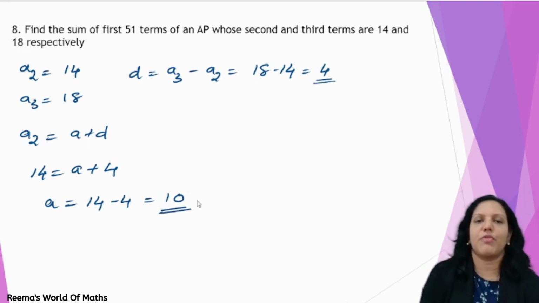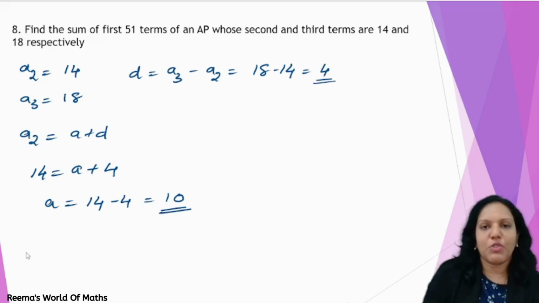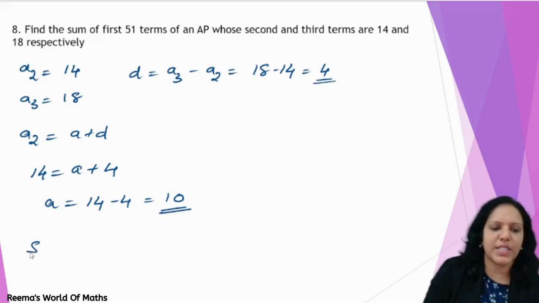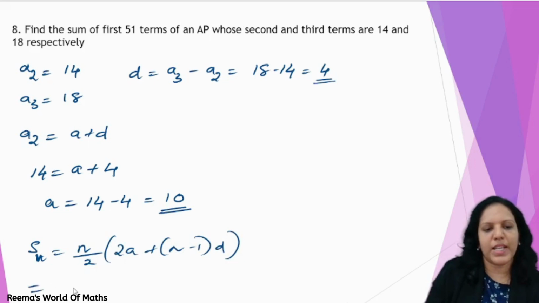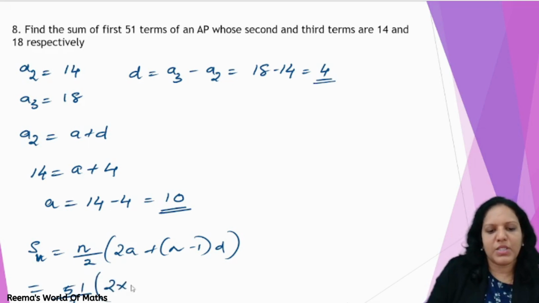Now let's find the sum of the 51 terms. If we know the first term and the last term... but no, we don't know the last term, so we can use the other form, which is S_n equals n by 2 multiplied by (2a plus (n minus 1) times d). Correct? So n equals 51 terms. 51 divided by 2 multiplied by (2 times 10, a equals 10, plus (51 minus 1) times d), d equals 4. Correct?